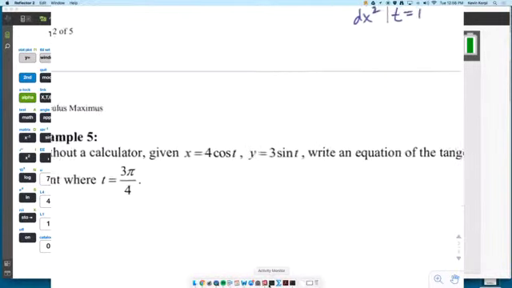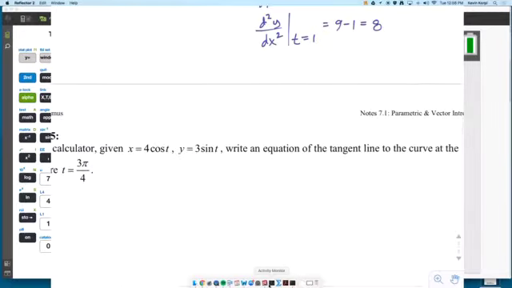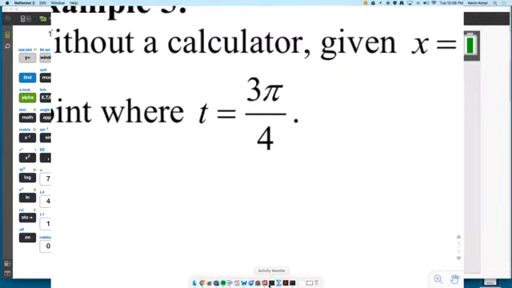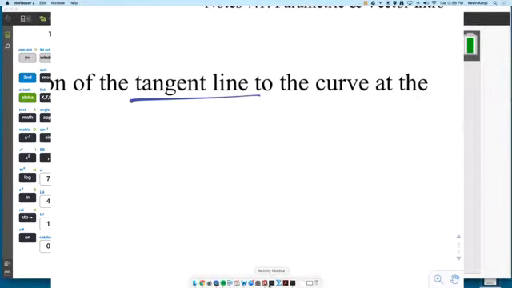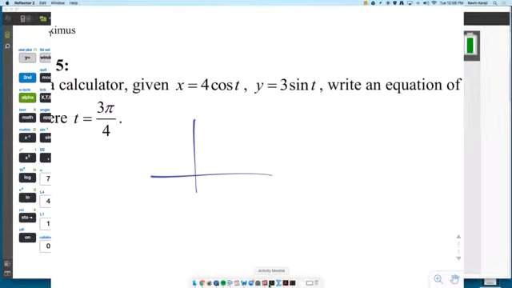Example 5. Without a calculator, given x equals 4 cosine of t and y equals 3 sine of t, write an equation of the tangent line to the curve at the point where t equals 3 pi fourths. All right, now when it says tangent line to the curve, that's going to be the exact same thing because, once again, you're graphing this in terms of x and y, and it's going to trace out in a certain fashion.